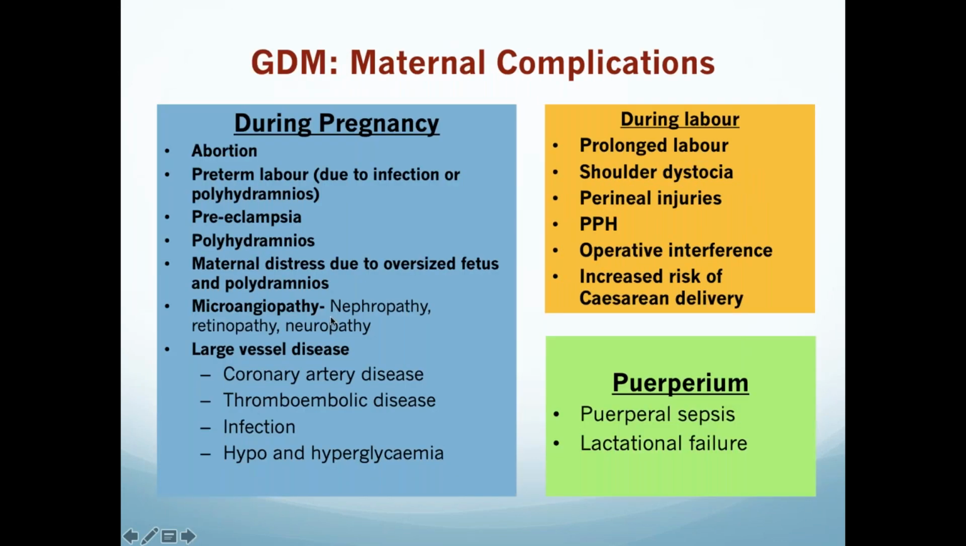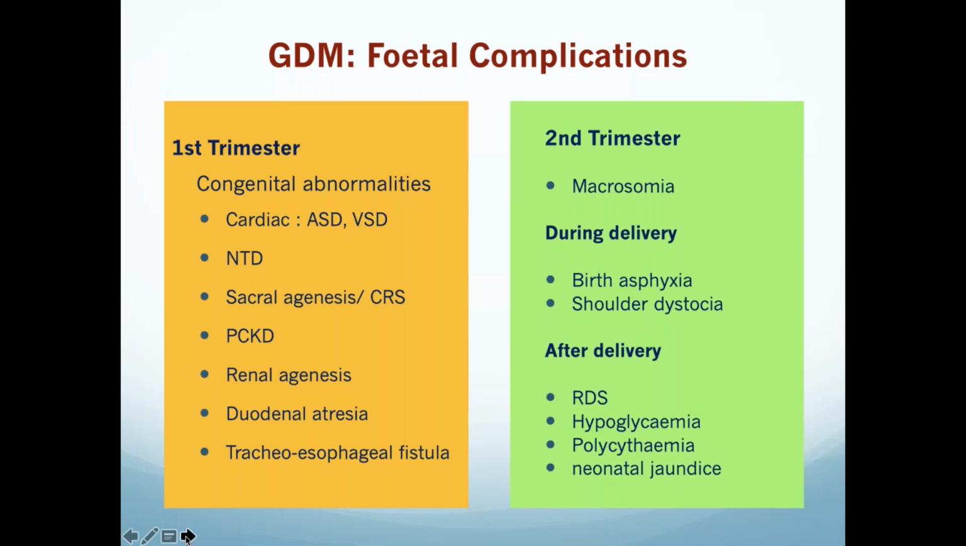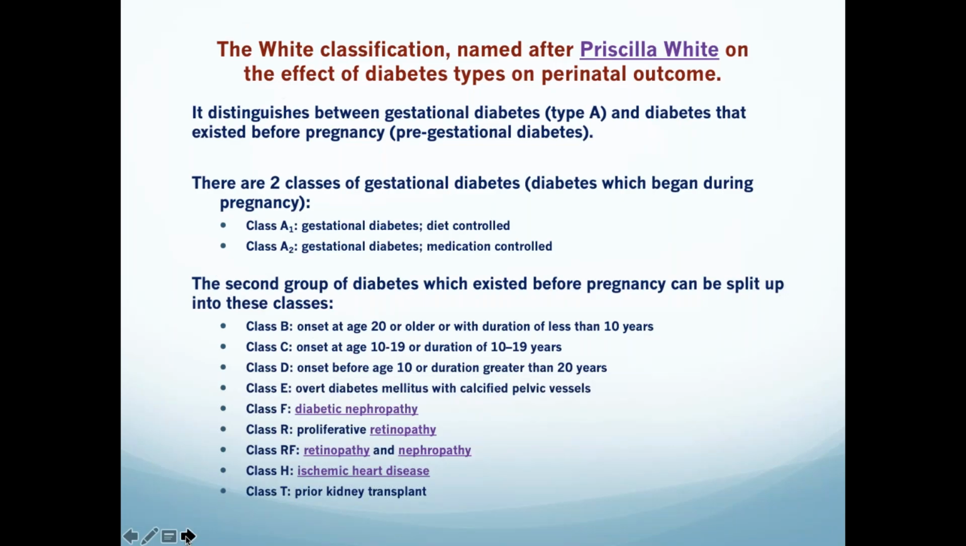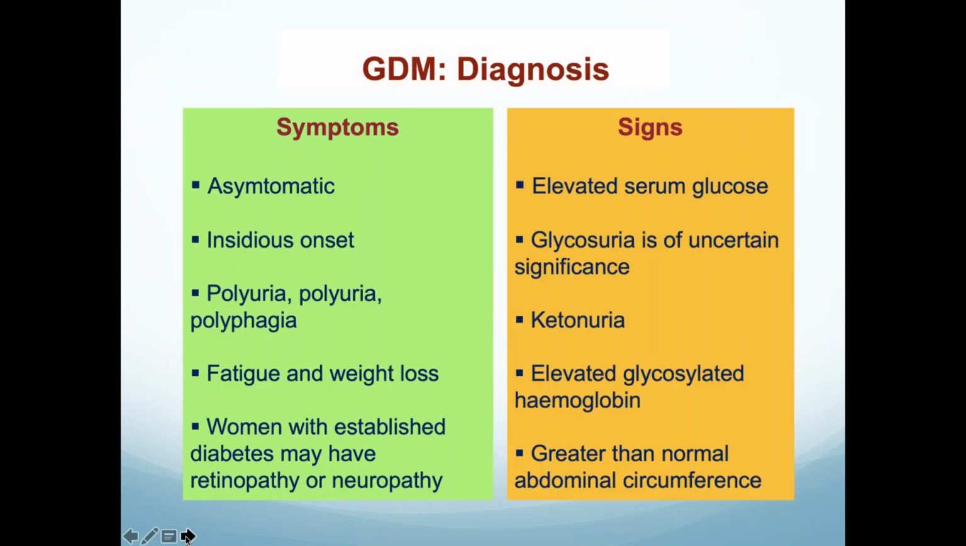Okay, so this is important, and we had already discussed this. First trimester, second trimester, you already understand. Complications and the Priscilla White classification we understood. I mentioned benign retinopathy changes is grade D. Sometimes most of the patients with GDM are asymptomatic.